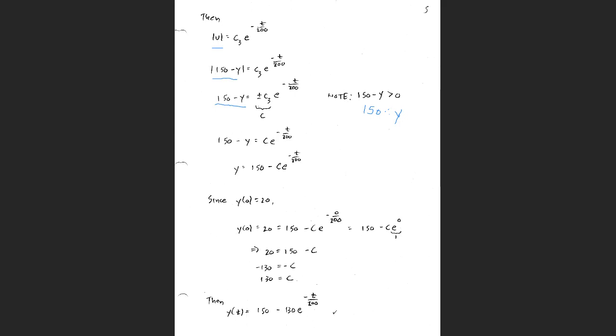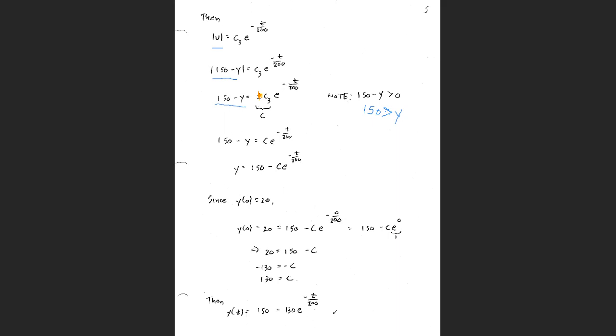But as time goes on, the amount of salt in the tank will approach 150. It'll never quite reach it, but it'll get close. But y is always going to be less than 150 kilograms of salt. And so therefore, 150 minus y is always positive. We can drop the absolute value. And incidentally, the plus or minus part, I have it there, but we don't really need it by virtue of the fact that 150 minus y is positive.